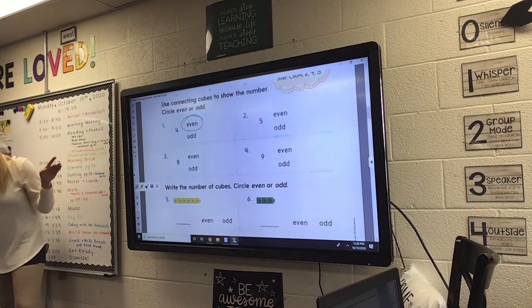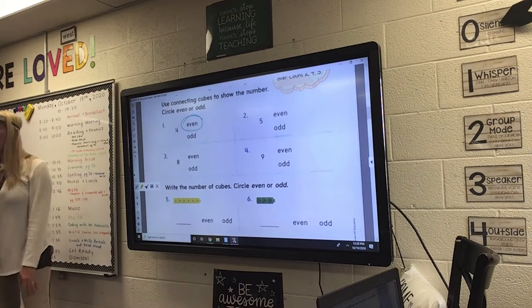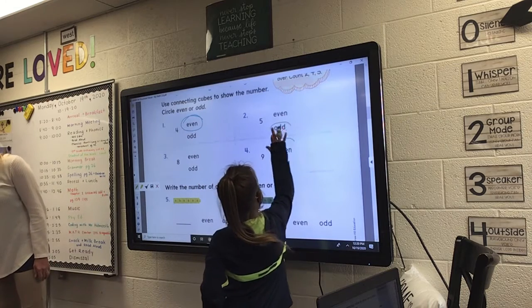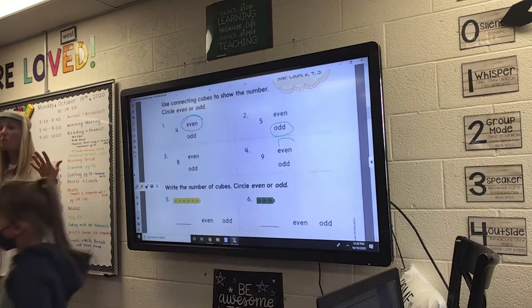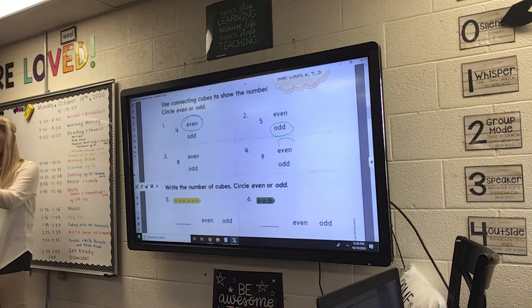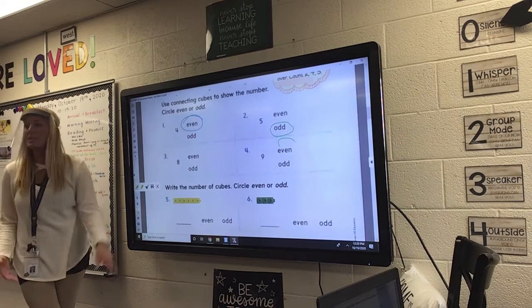Okay, number 2. The number they want us to look at is 5. Aria, is 5 odd or even? I'm going to change the color so you can. Odd, yes, because we have 1 left over. We have 2, 4, and then 1 left over would be 5. All right, number 3, the number is 8.